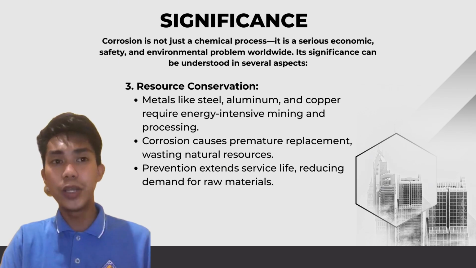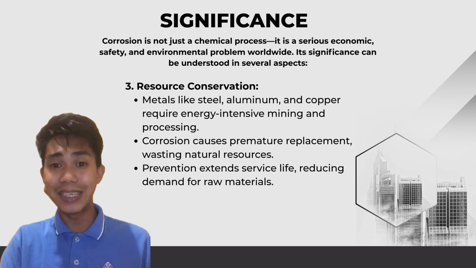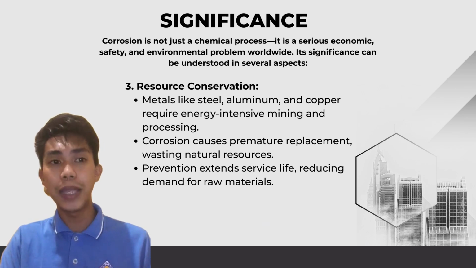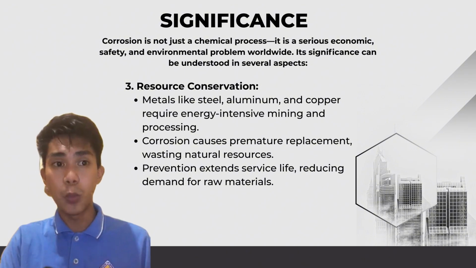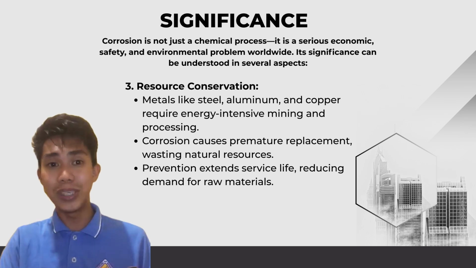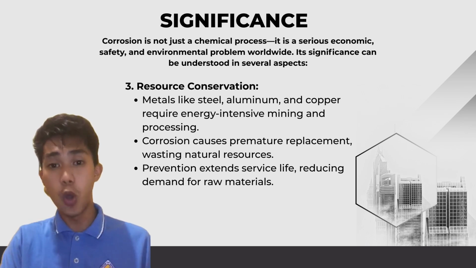Number three, resource conservation. Metals like steel, aluminum, and copper require energy-intensive mining and processing. Corrosion causes premature replacement, wasting natural resources. Prevention extends service life, reducing demand for raw materials.